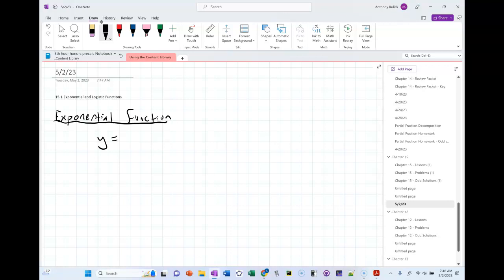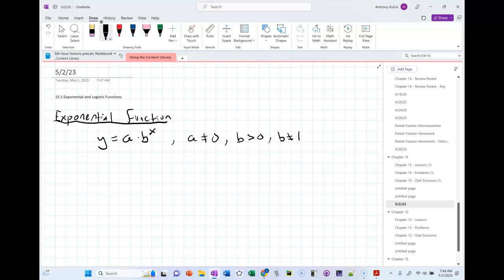So an exponential function is something that we write as a times b to the x. But we have a couple of constraints here. We say that a cannot be 0. B has to be greater than 0 and cannot equal 1. Why do we have these three constraints on a times b to the x?